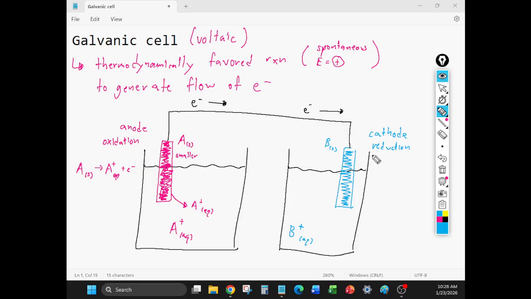On the other hand, right here, reduction is taking place. So electrons are going into this piece of metal, and the ions inside of the solution are going to start getting attracted to the electrons coming into this metal, and it's going to start forming a layer of solid metal B on the surface of the cathode. So metal B is going to get reduced, or gain electrons, and form a solid metal on top. So this metal piece right here is actually going to get bigger over time.